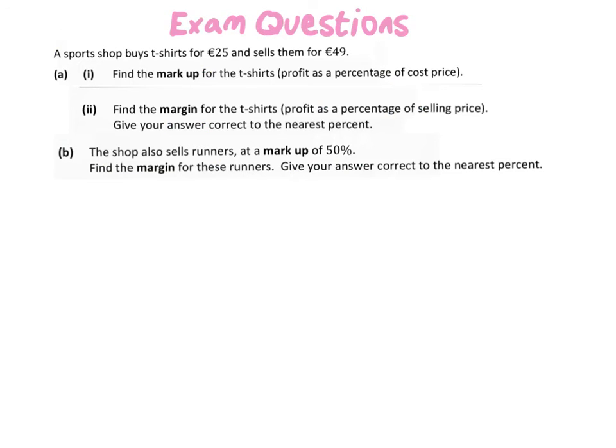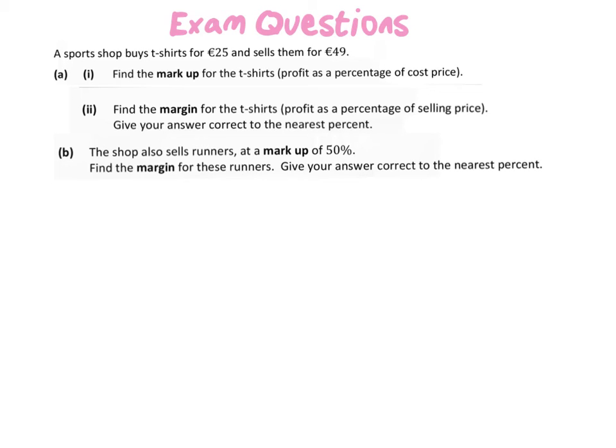Okay, let's have a look at these exam questions now. So a sports shop buys t-shirts for €25 and sells them for €49. We need to find the markup for the t-shirts, and in this case it's a profit as a percentage of the cost, so they actually give you a hint on what to do. We need to find the margin for the t-shirts, so it's the profit as a percentage of the selling price. And then they want us to figure out the margin if the runners are sold at a markup of 50%.